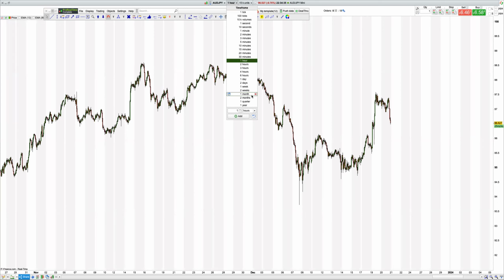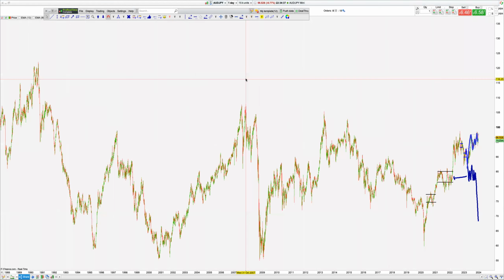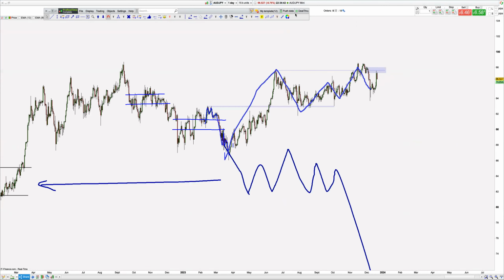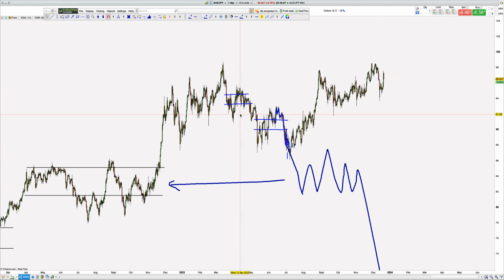So AUD JPY was a trade sent today. This went out to people on our trade signal service, and yeah, this is a really nice pattern.